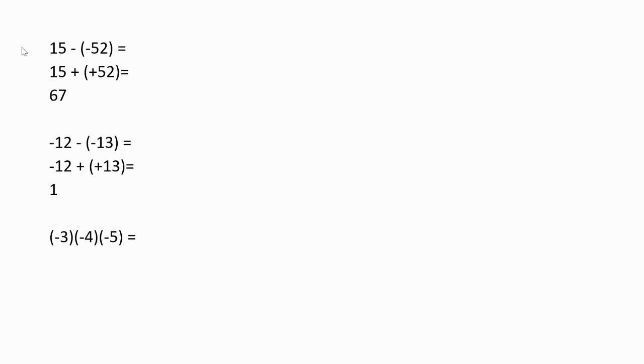So here we're going to do some multiplication. So I have a negative times a negative times a negative. So the first two, a negative times a negative is a positive. And then a positive times a negative is a negative. Next one. So negative 63 divided by 3, a negative divided by negative is a positive.